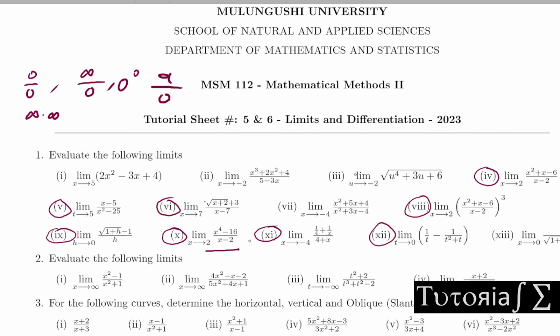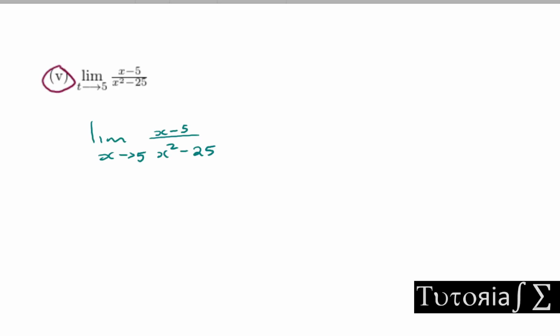Let me just switch to my whiteboard. All right, so this is number 5. As you can see, I have noticed that there is an error here. This should be x, since we have x here, x there. So this is how I've written number 5. The limit of this, instead of t, this should be x approaching 5. All right, so this is what we have here.